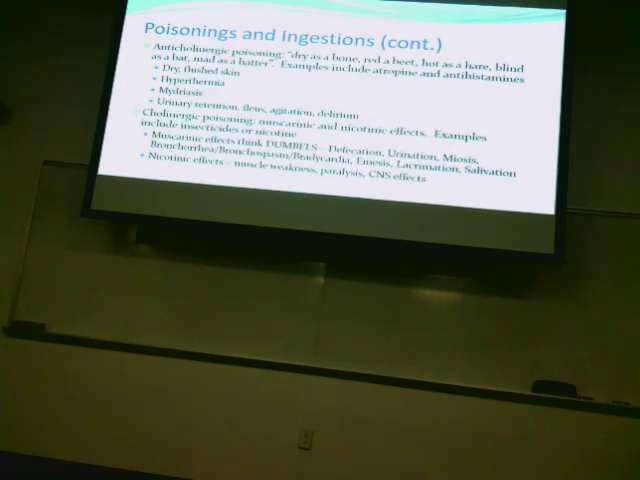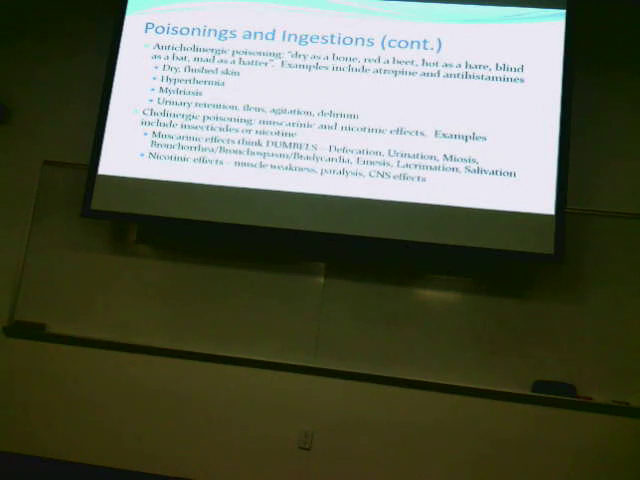Our anticholinergic poisoning, so our mnemonic that we know is going to be on the exam: dry as a bone, red as a beet, hot as a hare, blind as a bat, mad as a hatter. And so we think about atropine or antihistamines that are causing the anticholinergic symptoms. So we have dry, flushed skin, hyperthermia, we're all red. There's really large dilated pupils. There's urinary retention, ileus, agitation, and delirium.